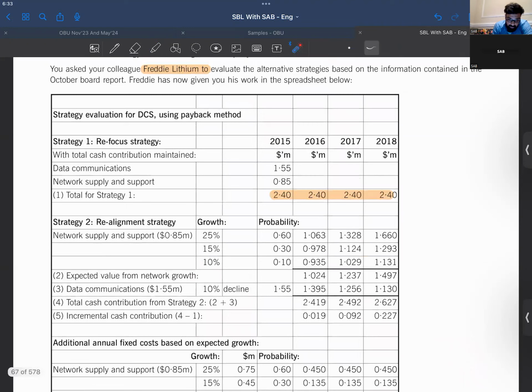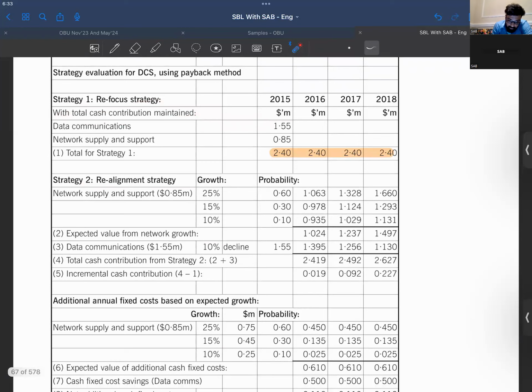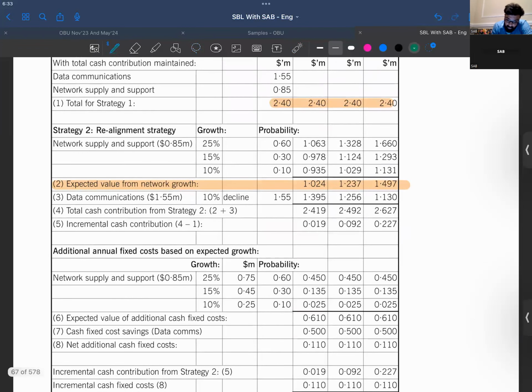With total cash contribution maintained, data communication is 1.55, network supply and support is 0.85. So total for strategy 1 seems easy. Now, network supply and support, the probabilities are here, right? 25%, 15%, 10%. We have incorporated this in numbers, and so expected value is calculated. I told you we could look for expected value, but our friend has done this for us, right? So data communication, 1.55, 10% decline.